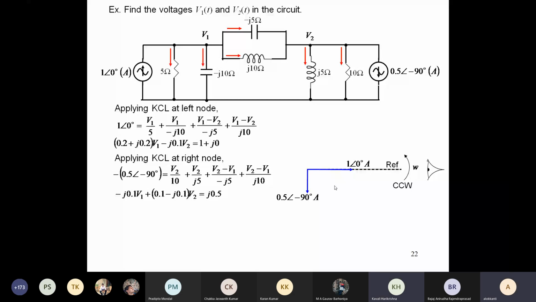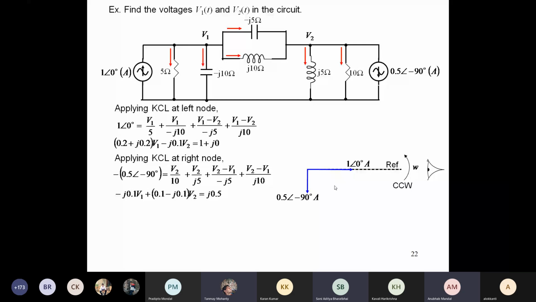V1 is how much? Sir, V1 is 1 minus 2j and V2 is 4j minus 2. 1 minus 2j, the magnitude? Root 5, 2.236. And the angle? You have to tell both, minus 63. If you don't tell both, you'll get half credit actually. This is AC, a phasor: 2.23 at minus 63 degree volt.